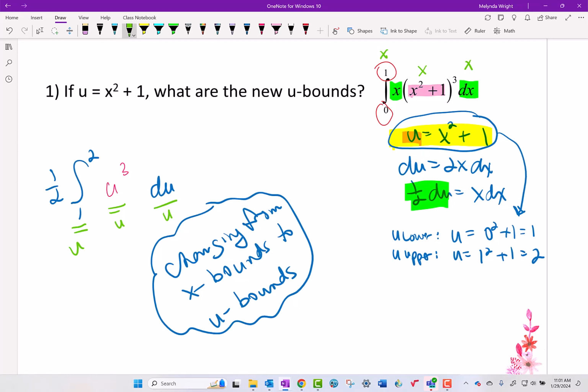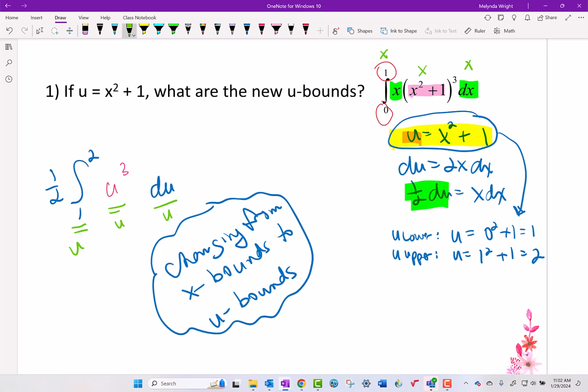So I will tell you the most common mistake that I see when working with u substitution with definite integrals: forgetting to change the bounds. That is the most common mistake that I see. Please don't forget to change the bounds.